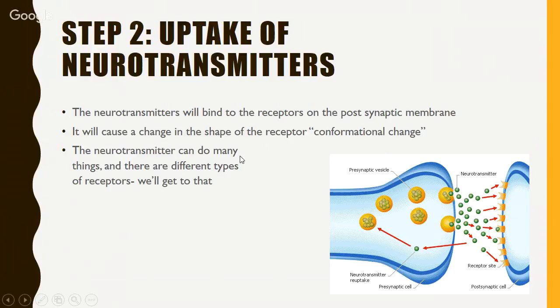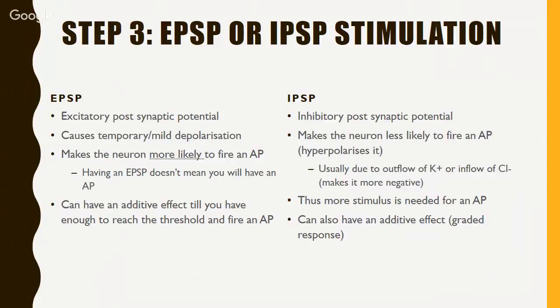So obviously the neurotransmitter can do many different things. For example, on your muscles, they do very different things. They cause contraction compared to another nerve. They cause another action potential. Great. Then you either have an excitatory or inhibitory postsynaptic potential, so the E and the I, PSP. So let's talk about both of them individually.